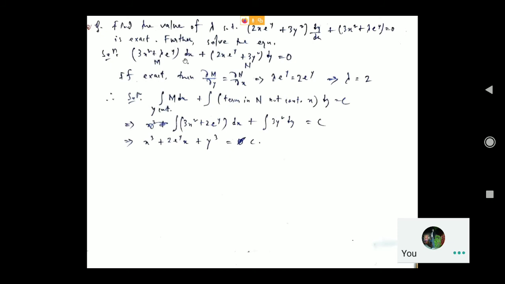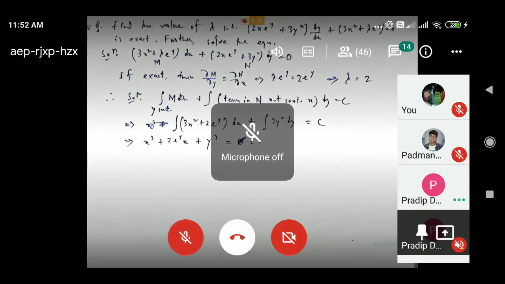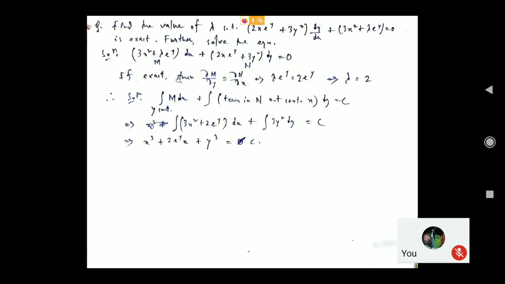So first we have checked it is exact. So our M is this. Now N, our N is this. And the terms in N not containing x: the term not containing x is 3y square only. So this is correct only, no error.